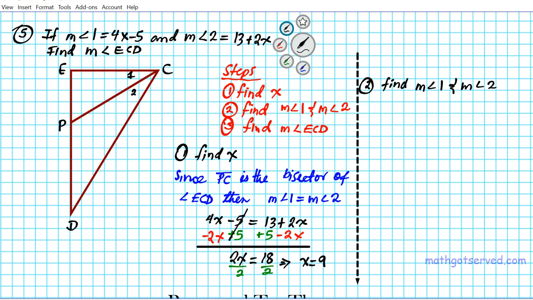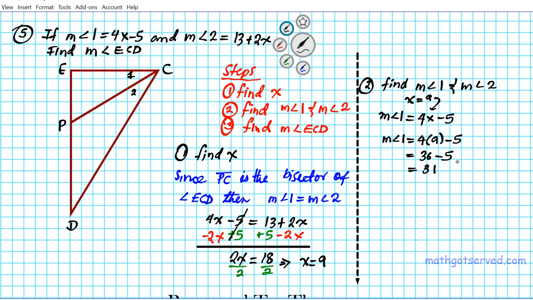So if you want to find the measure of angle 1, we're going to use 4x minus 5. And we know that x is equal to what? X is 9. We just found it. So we just take this value and plug it into the x. So the measure of angle 1 is equal to 4 times 9 minus 5 by substitution. And we just PEMDAS this. 4 times 9 is 36 minus 5, which is 31.